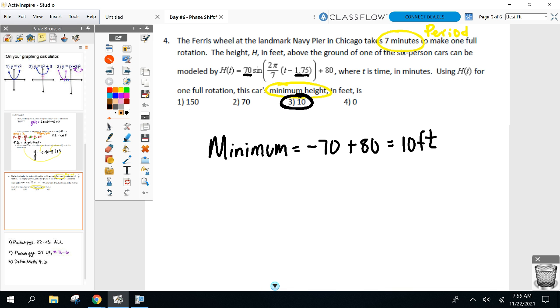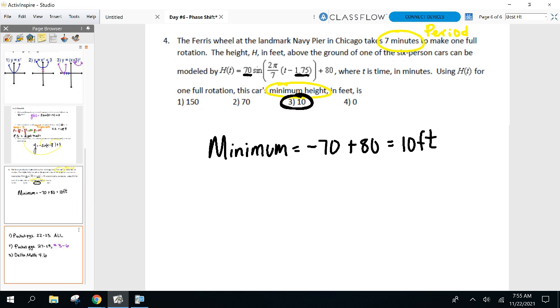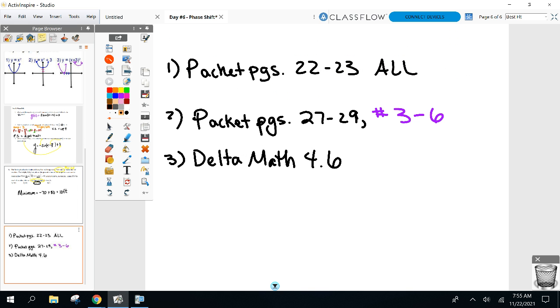Okay, so here's what you guys have for the rest of the period, and we are going to work, and I'm going to come around and sit with you individually if you need some help. Here's the order that you're going to start doing things. If it's already completed, you go on to the next one. Packet pages 22 to 23, that's all graphs. These are the previous 2 nights' assignments, basically. I want all the graphs on pages 22 and 23 to be done. Then you move on to pages 27 to 29, 3 through 6. If you keep on finishing, today's assignment is a Delta Math, 4.6.